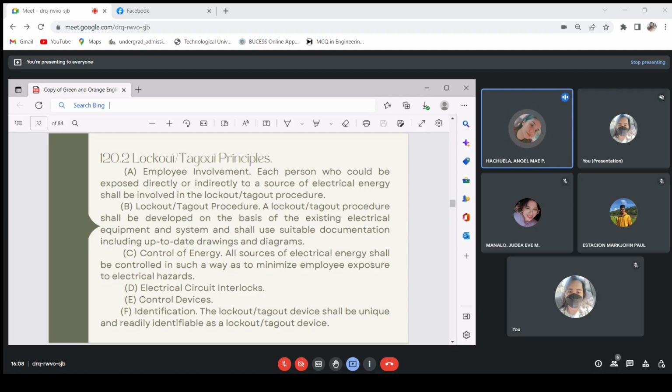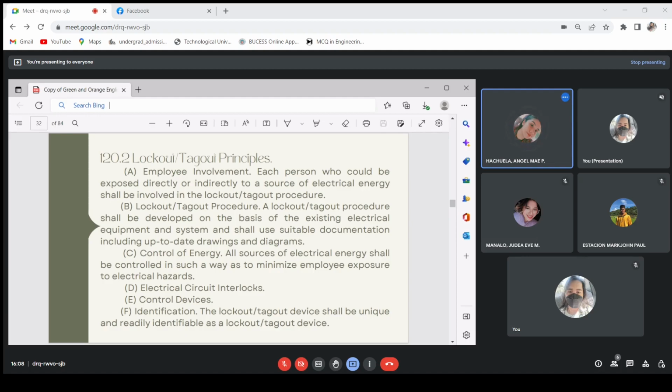Letter C is control of energy. All sources of electrical energy shall be controlled in such a way as to minimize employee exposure to electrical hazards. Letter D is electrical circuit interlocks. In letter D, documentation including up-to-date drawings and diagrams shall be reviewed to ensure that no electrical circuit interlock operation can result in re-energizing the circuit being worked on.